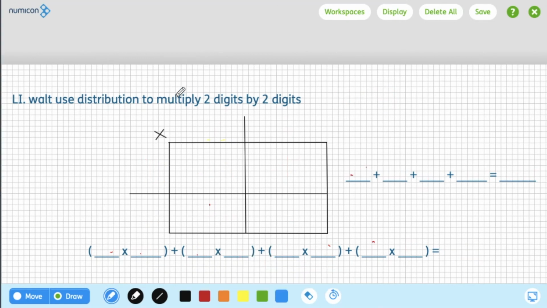We can try to use distribution to multiply 2 digits by 2 digits with another example just to show you. So I could have, let's say, 36, and we'll multiply 36 times 75. Okay, so if I have 36 times 75, I'm going to partition my 36 into tens and units. So I'll put 30 over here, and I'll put 6 over here, and I'm going to partition my 75 into tens and units, so I'll put my 70 here and my 5 here, okay?